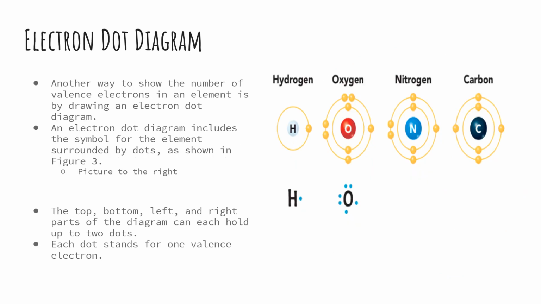Electron dot diagram. Another way to show the number of valence electrons in an element is by drawing an electron dot diagram. An electron dot diagram includes the symbol for the element surrounded by dots, as shown in figure 3, or the picture to the right. The top, bottom, left, and right parts of the diagram can each hold up to 2 dots. Each dot stands for 1 valence electron. So at the top we have a Bohr model diagram, and at the bottom we have a Lewis dot structure dot diagram.